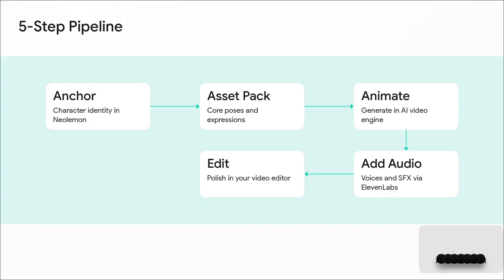Step 2. Build your asset pack of poses and expressions so you have a totally stable storyboard. Step 3. Take those static frames and animate them in your chosen AI video engine, whether that's Runway, Luma, or Kling. Step 4. Generate your voices, your room tone, and your sound effects using ElevenLabs. And Step 5. Drop it all into your favorite editor, CapCut, Premiere, whatever you prefer, just to clean up the cuts, dial in the music levels, and polish up the final piece.